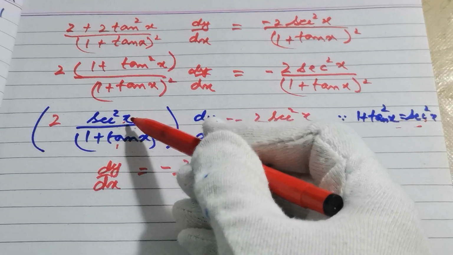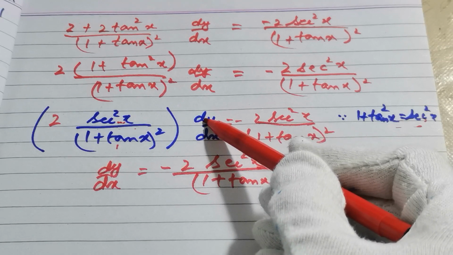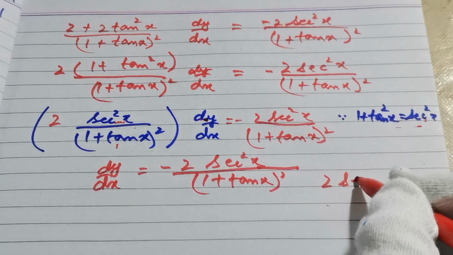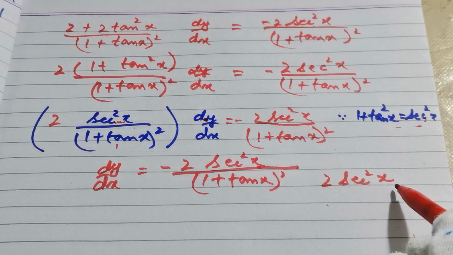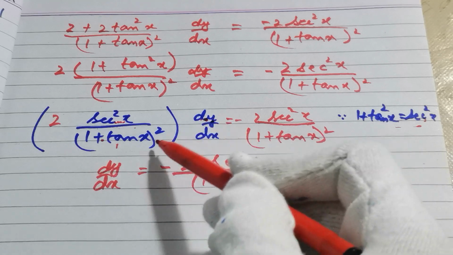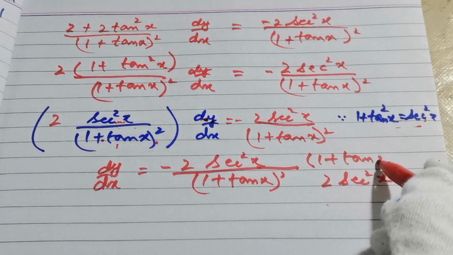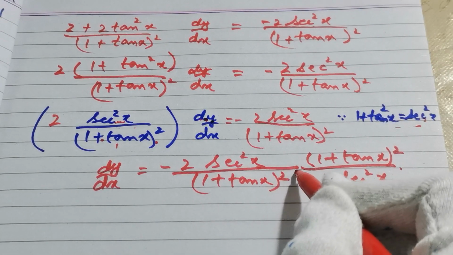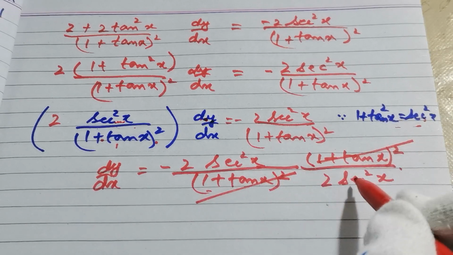Now this term is multiplied by dy, and a multiplied term is divided, so we divide it on the right side. Now this term is divided by dy, and a divided term is multiplied. So we multiply by 1 plus tan x whole square on the right side.